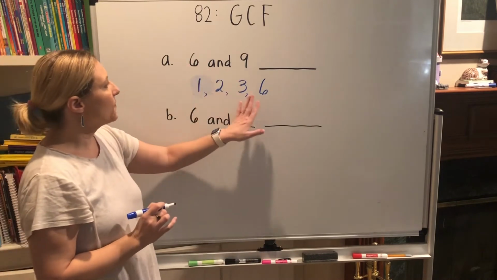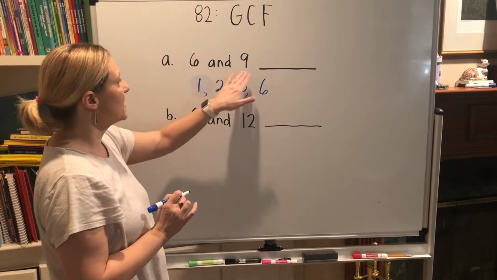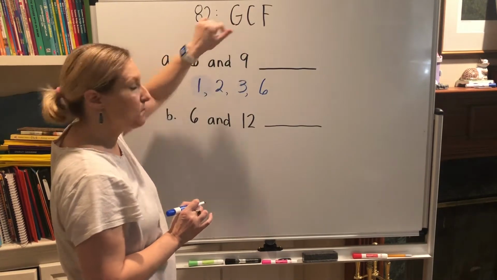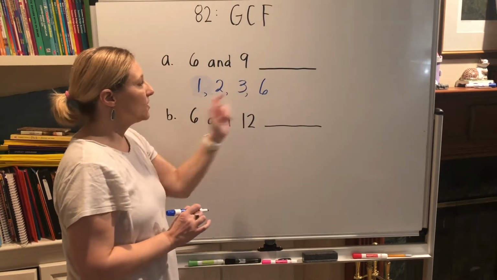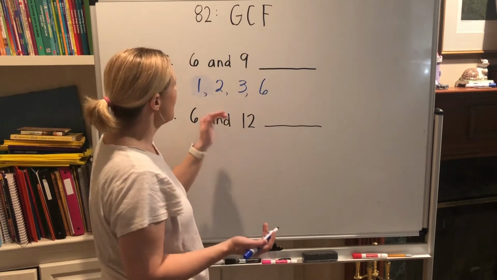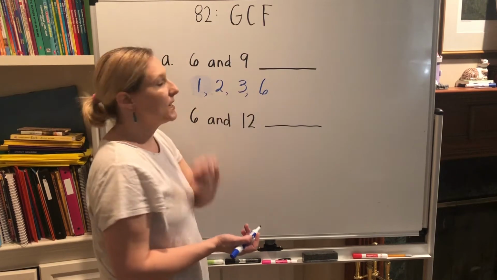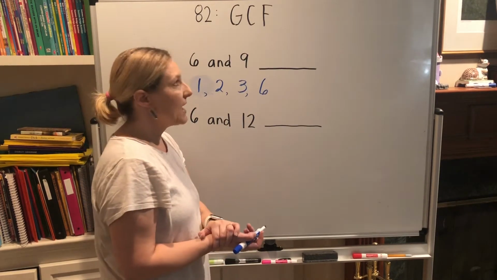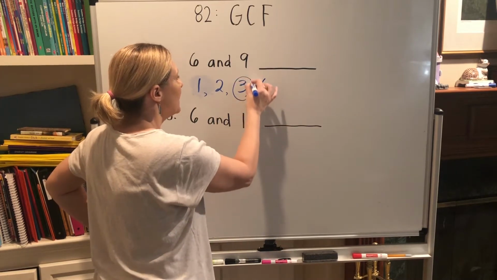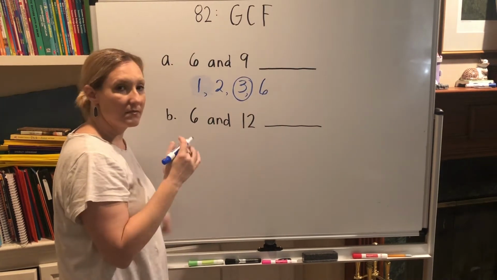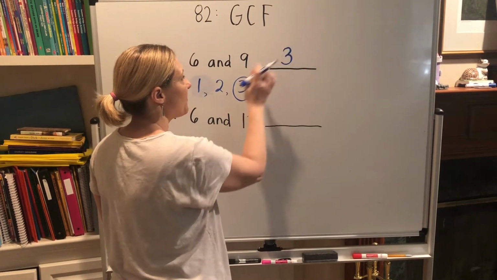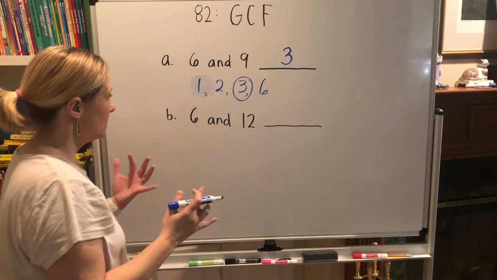Now we're looking for a number that also goes into 9, and we're looking for the greatest number, the largest number that goes into 9 also. Does 6 go into 9 evenly? No, it doesn't. Does 3 go into 9 evenly? Yeah, it does. How many times? 3 times. So 3 is going to be the greatest factor that these two have in common. And we didn't even have to factor the 9 to figure that out.